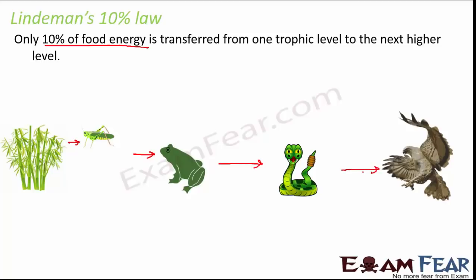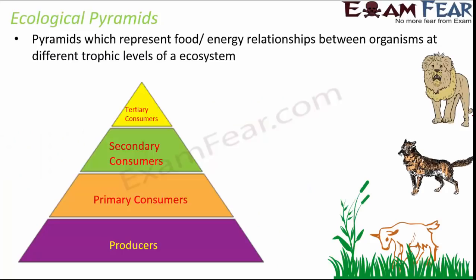As we go up the food chain, to the higher trophic level, at every level only 10% of the energy gets transferred. That means when the frog eats the grasshopper, only 10% of the energy that was there in the grasshopper gets transferred to the frog. Similarly, when the snake eats the frog, only 10% of the energy that was there in the frog gets transferred to the snake, and so on. So only 10% of the energy gets transferred, and that is called Lindemann's 10% law.